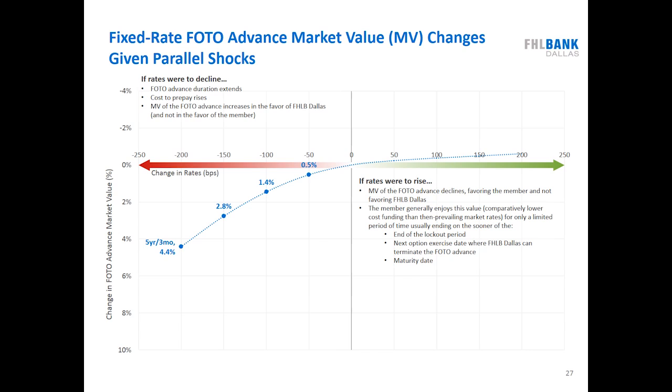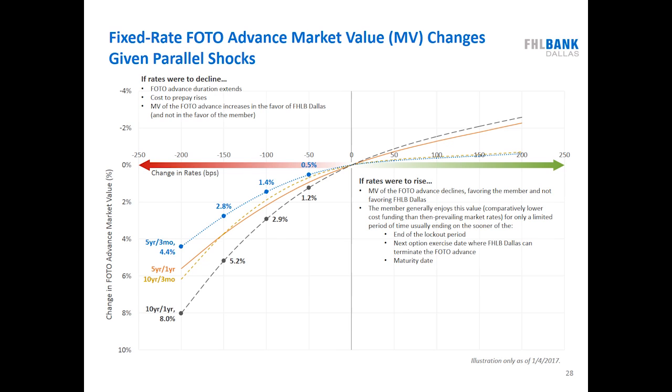In the rising rate scenarios, the market value of the putable advance declines, favoring the member and not favoring FHLB. The member generally enjoys this value, comparatively lower cost funding than then prevailing market rates, for only a limited period of time, usually ending on the sooner of the end of the lockout period, the next option exercise date where FHLB can terminate the putable advance, or the maturity date. We now see the effects of the same shock scenarios on different putable advance structures.